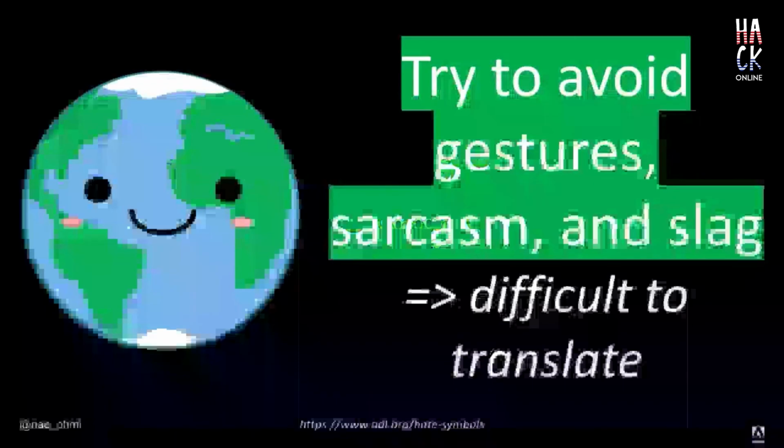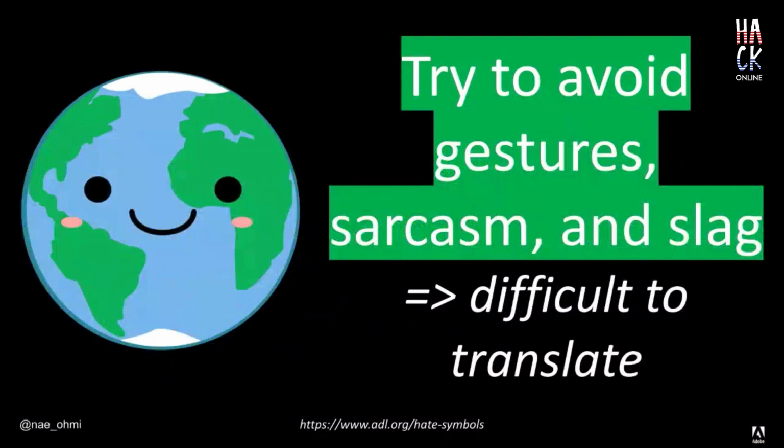So overall, with emojis, icons, and pictures, it's good to avoid assumptions and also good to avoid gestures, sarcasm, and slang, because these are things that are very difficult to translate and easy to mistranslate. I've included a link there to the Anti-Defamation League. They have a database of hate symbols, which in some contexts includes emojis like Pepe the Frog or the OK hand symbol. You really want to do your homework and make sure that you're not accidentally using a symbol that could be misperceived or have alternate meanings that you don't intend.